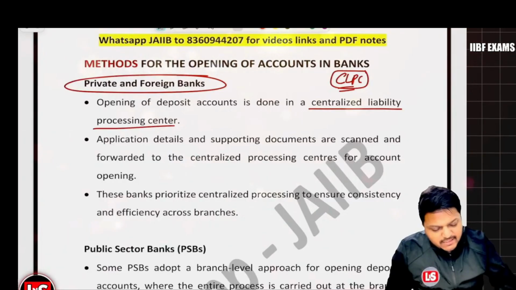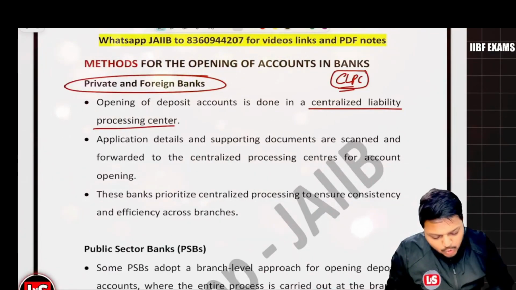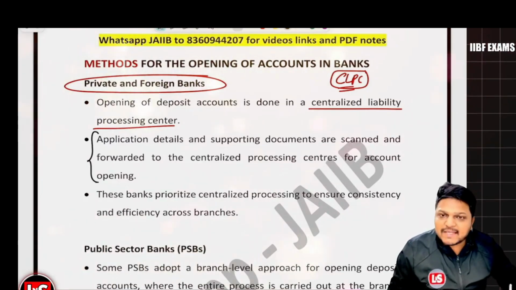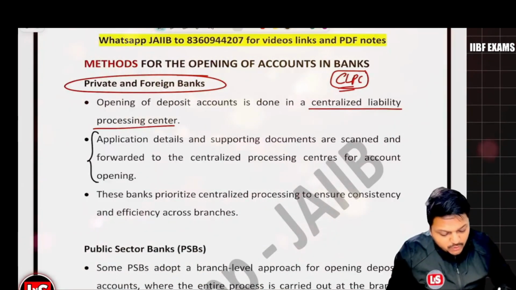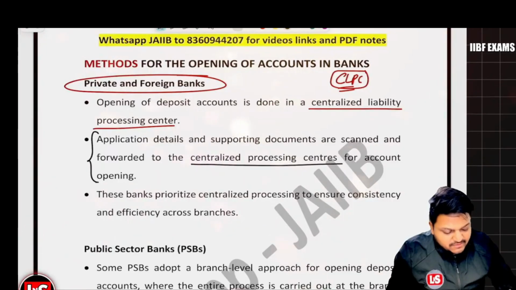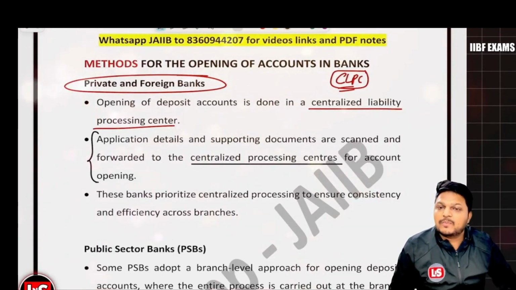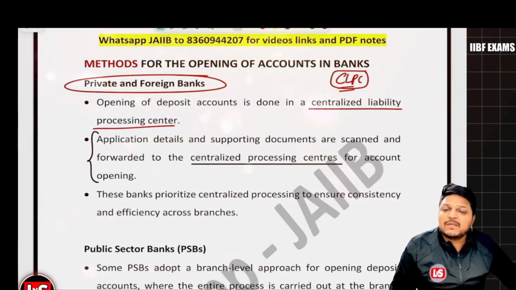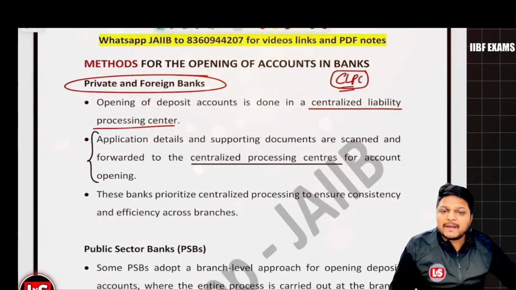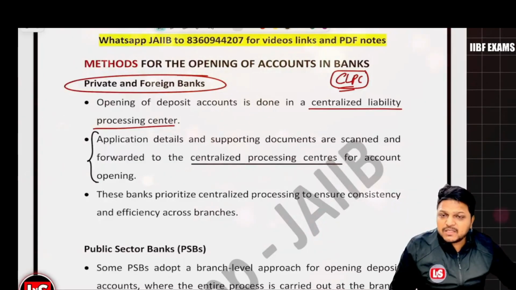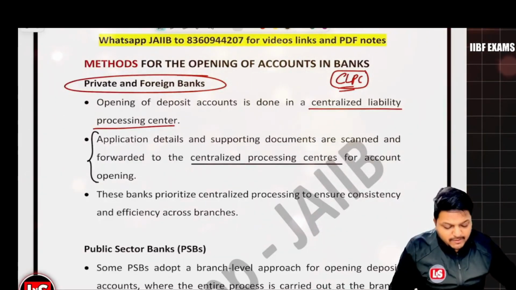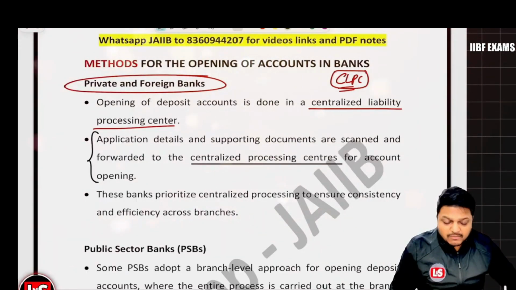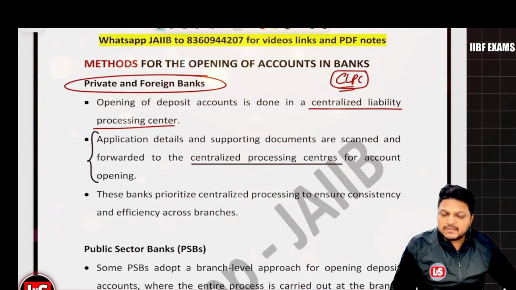The application details and the supporting documents will be collected by the branch, scanned, and then forwarded to the centralized processing centers so that the account will be opened. And why is it important? Because standardized processes are followed there, so there will be better compliance with KYC and AML guidelines, better operational efficiency, and faster processing. So that's about the private and the foreign banks.